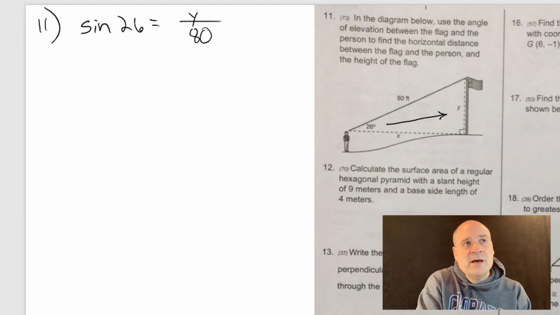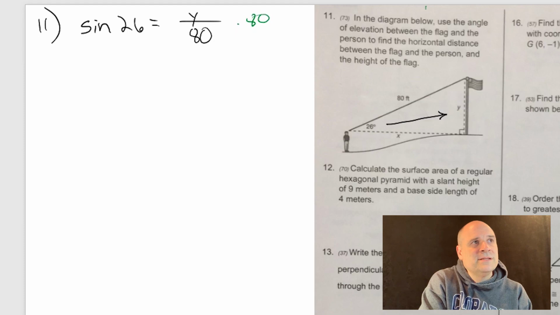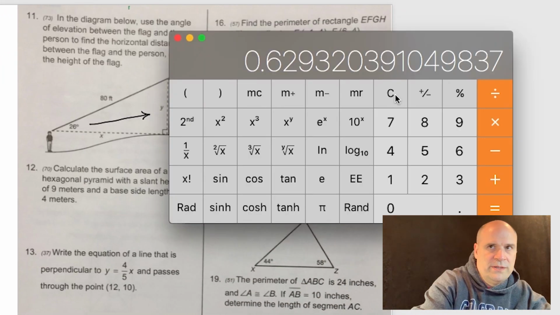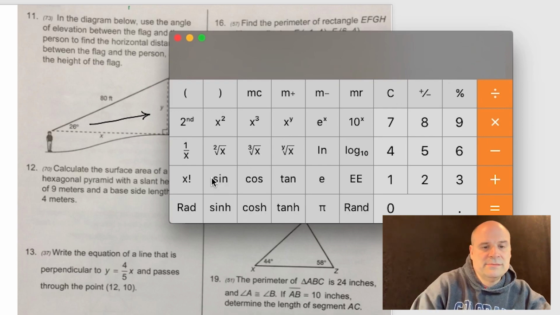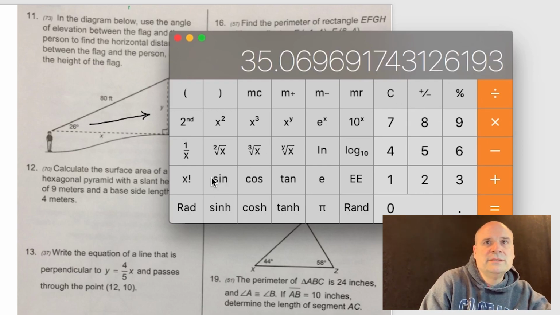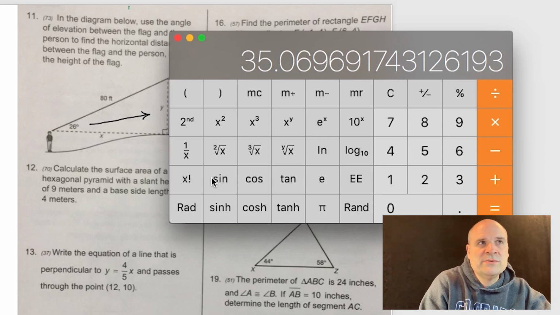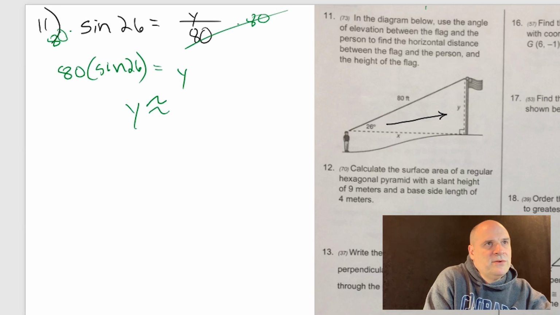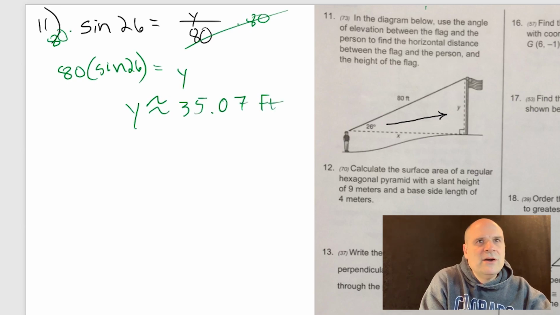Okay, so to solve for y, you have to multiply both sides by 80. So y equals 80 times the sine of 26. Well, you know the sine of 26 because you have a calculator. So let's do that. 26 sine times 80. So y equals 35.07. Y is approximately 35.07. All right, so how do you find x?